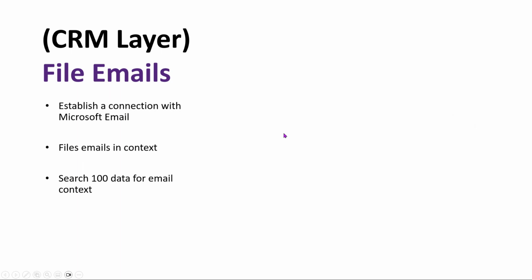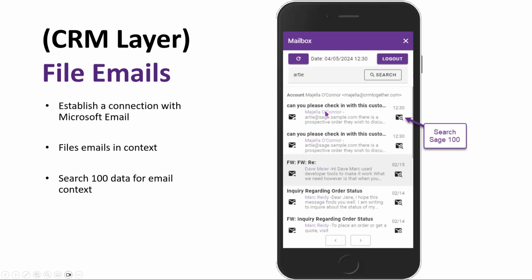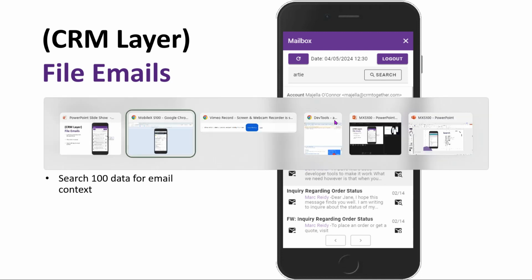You can also search your Sage 100 data. If you open up your emails again, there's a little icon here that allows you to search the Sage 100 data. From that you can search on this email, for example, magella@crmtogether.com, and it will actually open up that record within Sage 100. So we'll pop out into the app again and take a look at that.